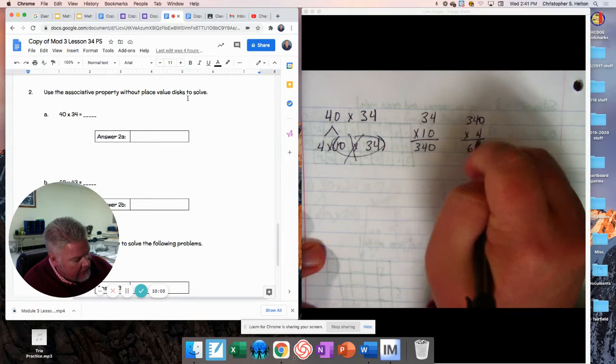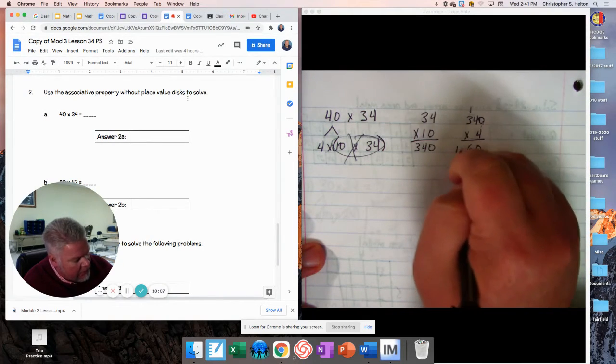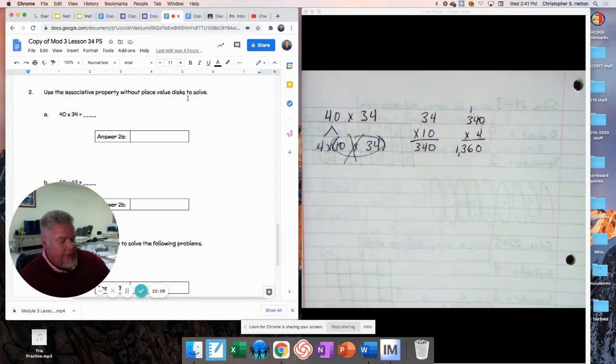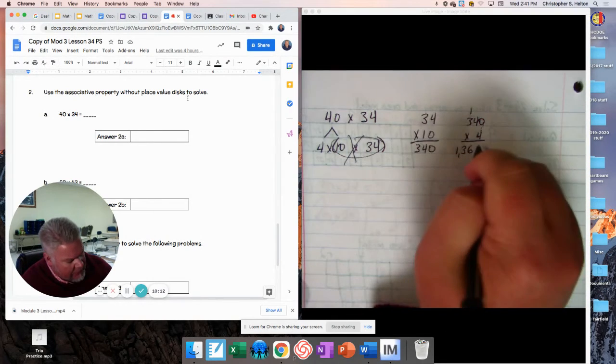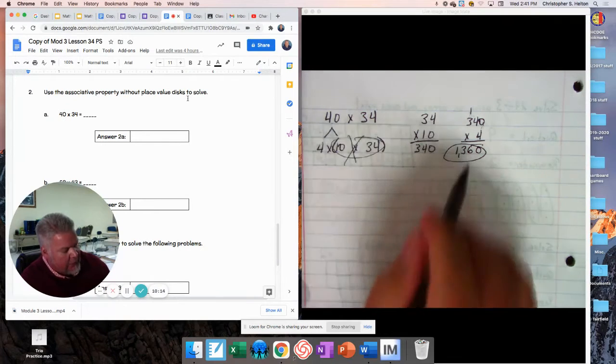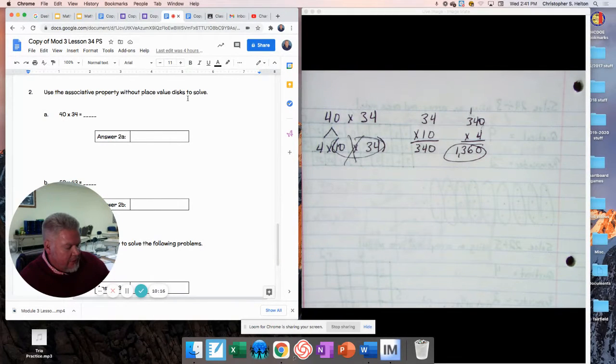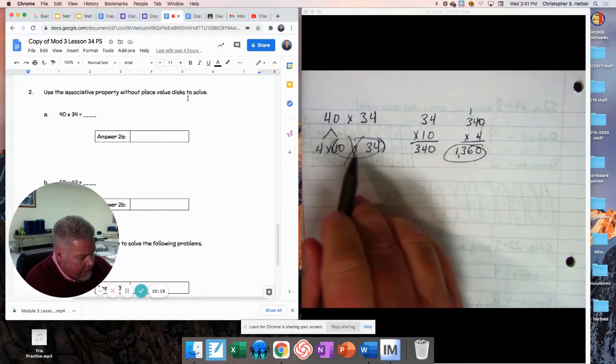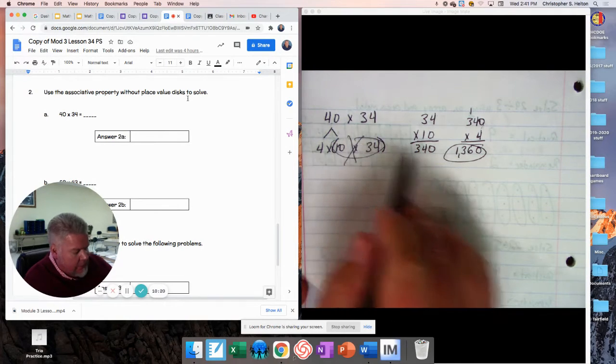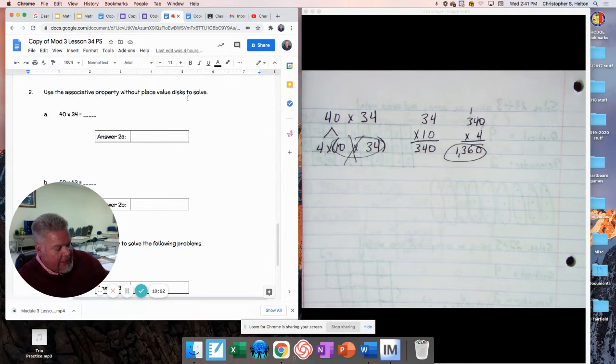Put our 6 down. Carry our 1. 4 times 3 is 12. Plus 1 is 13. So the answer is 1,360. 40 times 34 is 1,360. We just broke it apart, and then used the distributive property, then the associative property to find the answer.